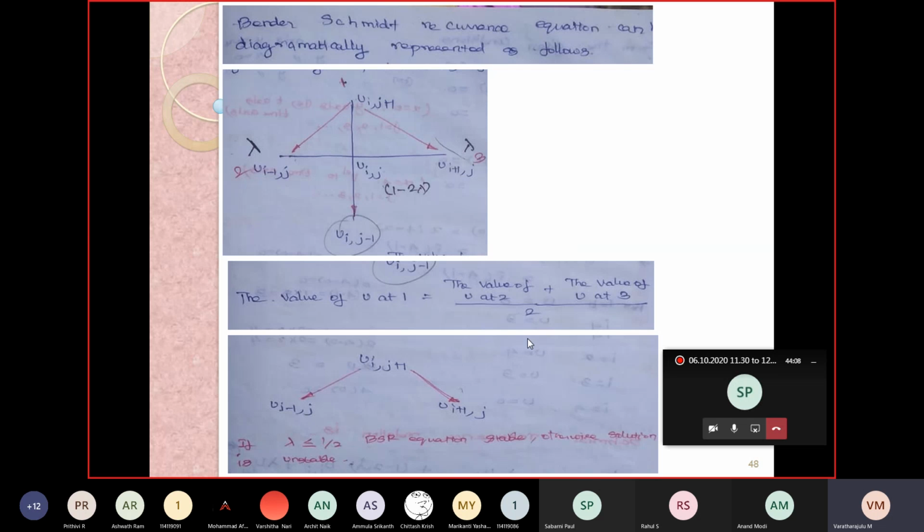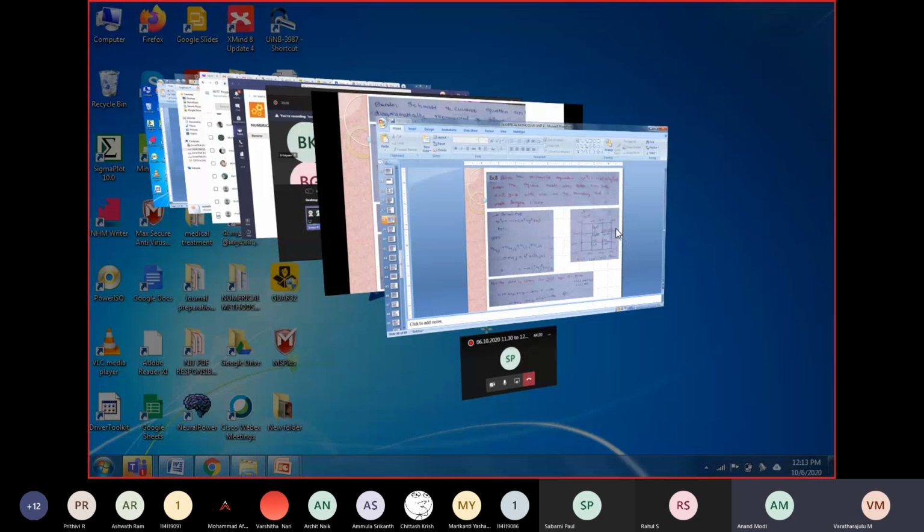Do you have any doubts over this portion, this derivation of Bender and Bender-Schmidt relation? Do you have any doubts? Are you aware about the Bender and Bender-Schmidt?